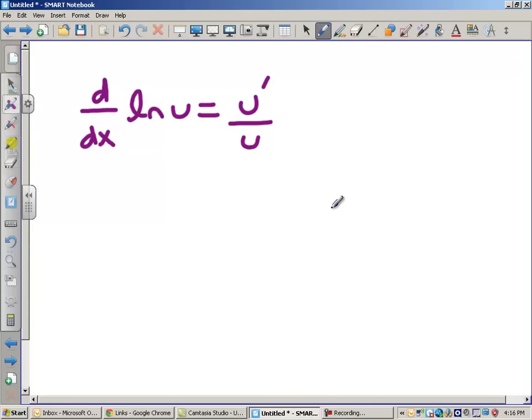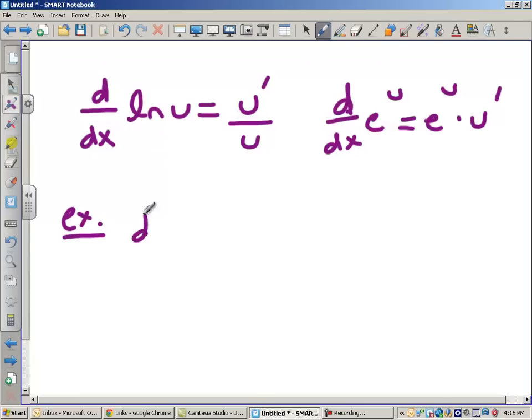Okay, that's what we know. And we also know that the derivative of e to the u is e to the u times u prime. But what we do not know is the derivative of something like 6 to the x. We know e to the x, and we don't know this answer. So I'm going to show you how to do this.